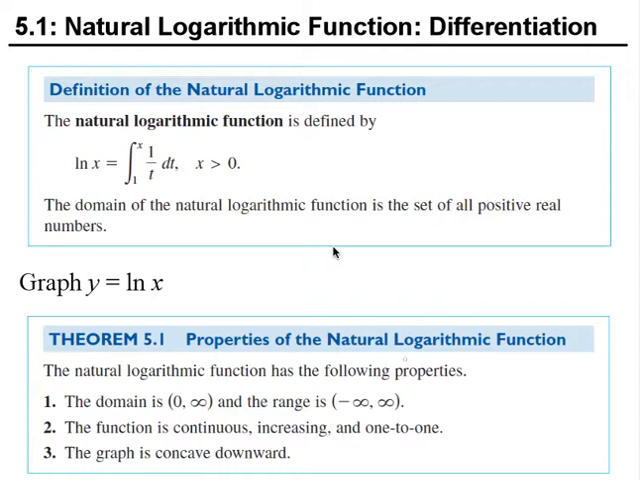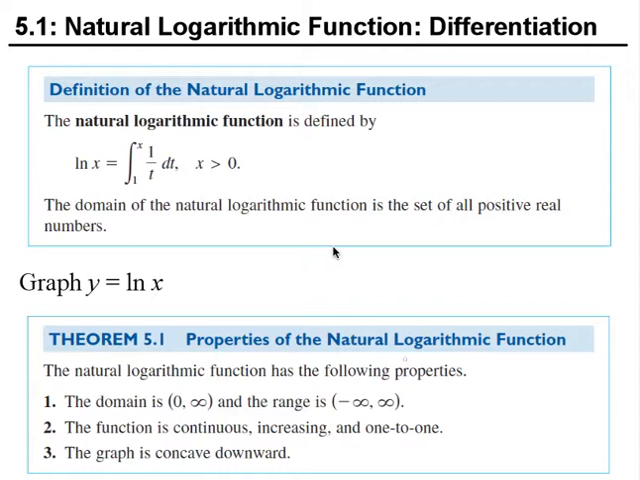So first of all, if you look at the natural log of x, you notice that the domain is what? The set of x's is what? 0 to infinity. And what about the range? What can you tell me about the range? Negative infinity to infinity. So it keeps on going forever and ever.